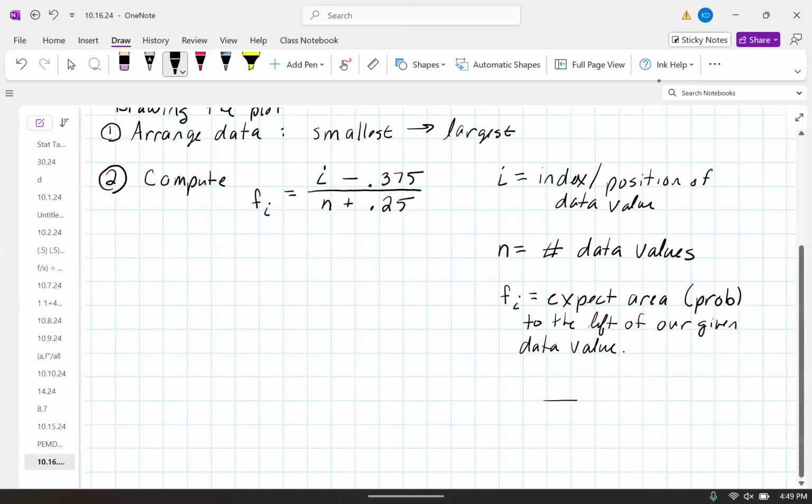So when we draw our normal distribution, if this would be our data value, F sub I, we calculate this area. It's our probability. Once we have all of our F sub I's, we're going to do this for each data value, down the line.